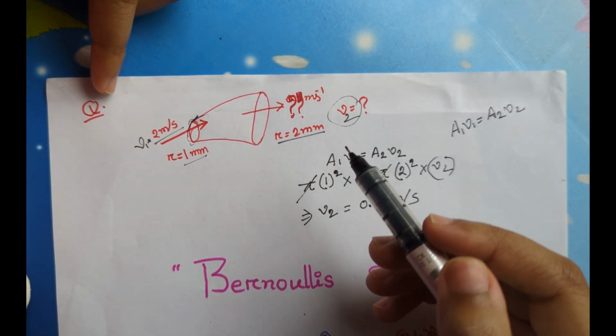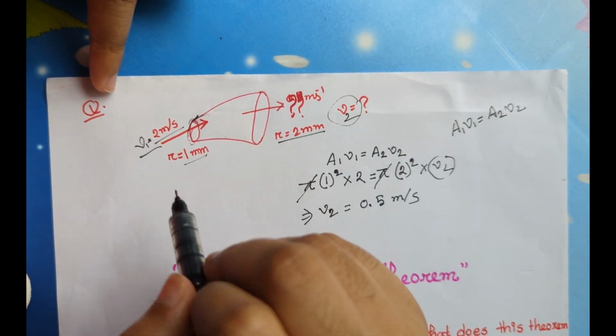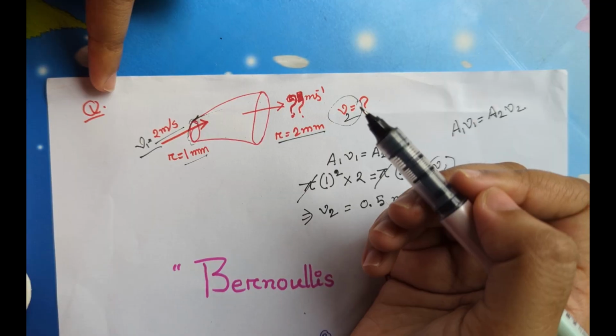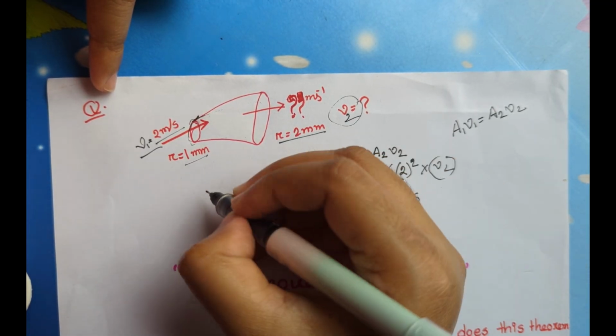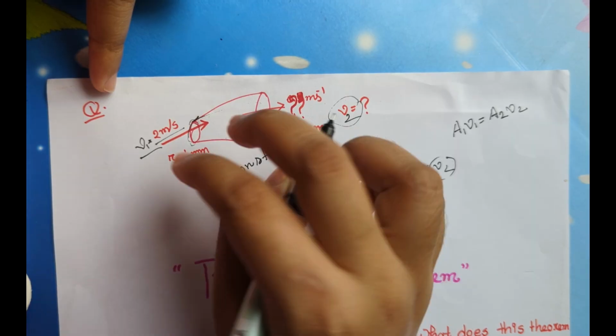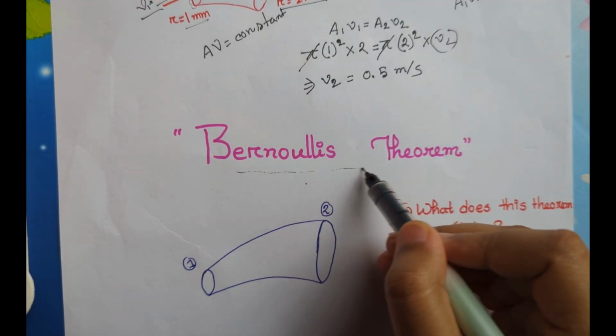From this we also see that here the area is small and the velocity is big, and here the area is big but the velocity is small, and the flow rate remains constant for both areas. Now let's see our most important thing, the Bernoulli theorem.